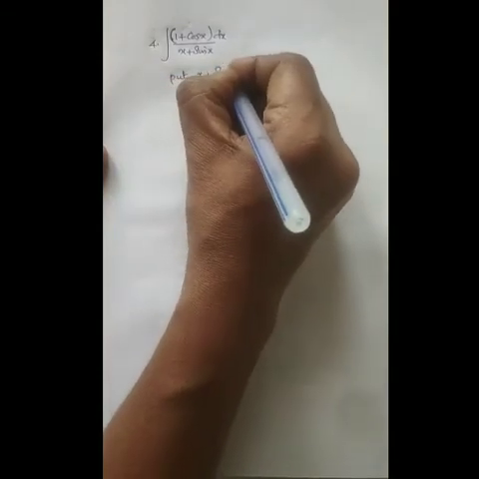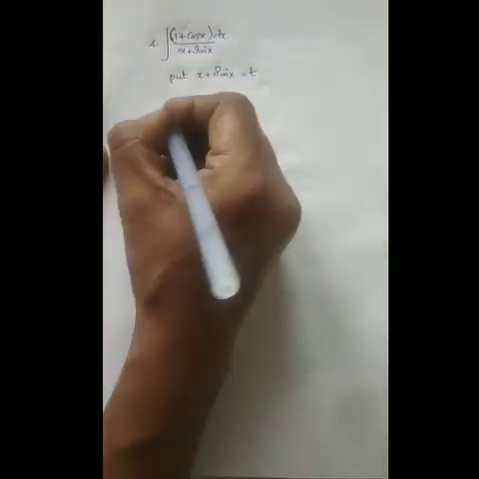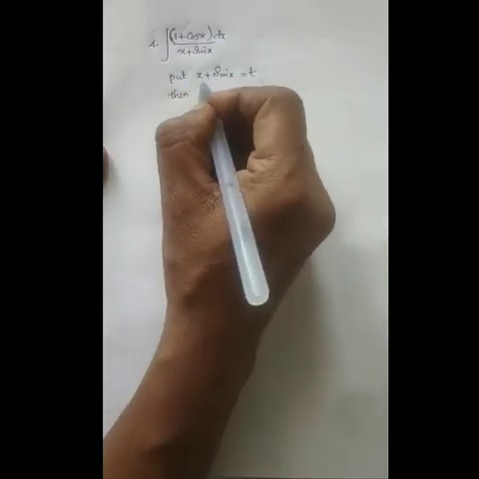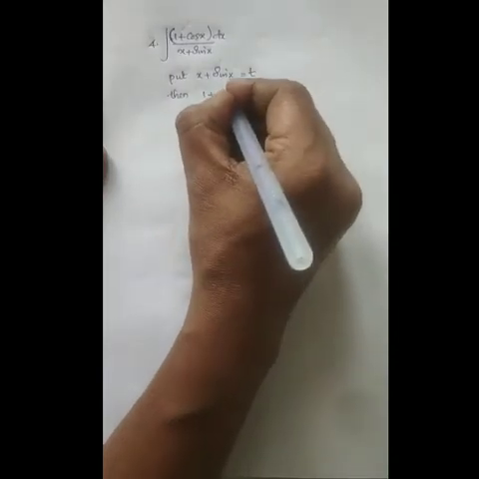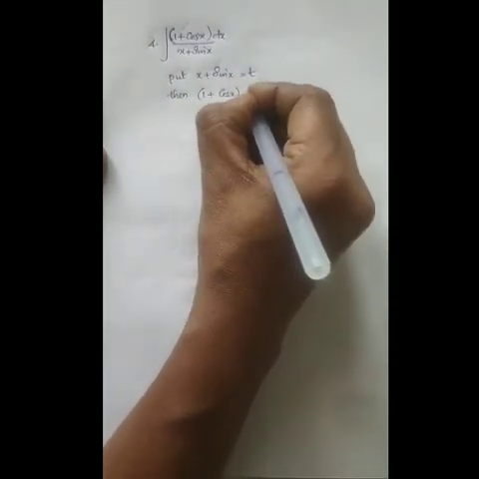Another example: integral of (1 plus cos x) divided by (x plus sin x) into dx. It's also an example of the integral of f dash x by f of x. Here, the denominator is x plus sin x and the numerator is the derivative of the denominator. For integrating, put x plus sin x equal to t. Then by differentiating we get, differential of x is 1 and differential of sin x is cos x, into dx equal to dt.